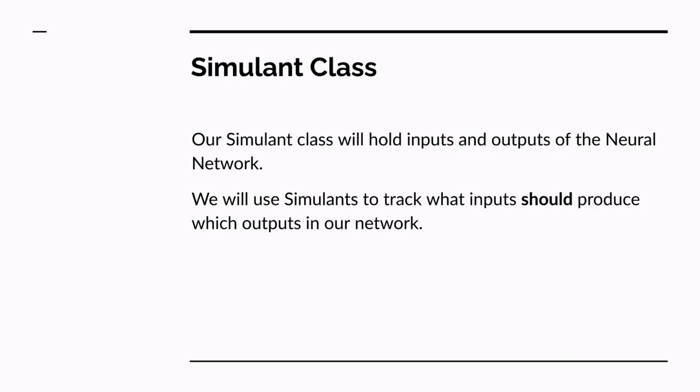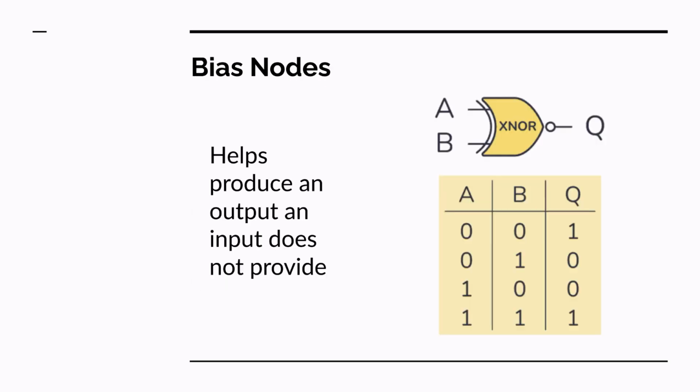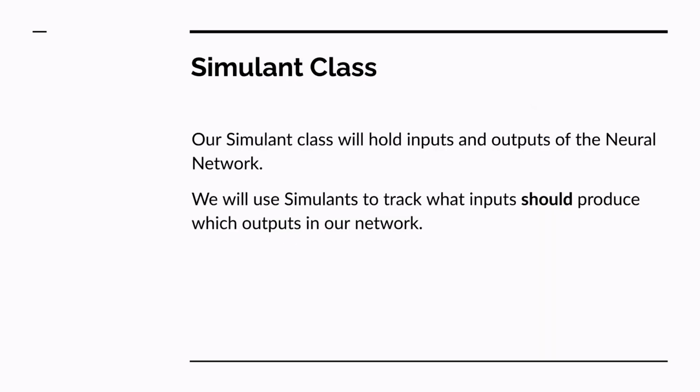Finally, we have our simulant class. The simulant class is going to be used in training. It will have 2 lists. One list will be the input that we want to put into our neural network. The second list is going to be the wanted output. So we have inputs in a truth table, like with our XNOR here. So we would have 0 and 0 would be our list of inputs, and then our list of wanted outputs would just be 1. That's it, guys. We can go ahead and get started with coding.